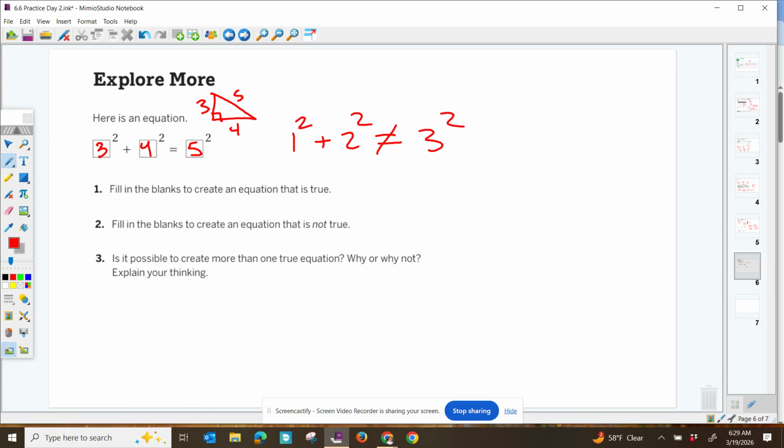Is it possible to create more than one true equation? I'm going to say yes and no at the same time. Like, I know that 5 squared plus 12 squared equals 13 squared, but 12 and 13 aren't one-digit numbers. So in this case where there's just one box, I'm going to say no. There's no other single-digit solutions. I mean, there's like an 8 squared plus something and a 7 squared plus something, but they're going to be all double digits.